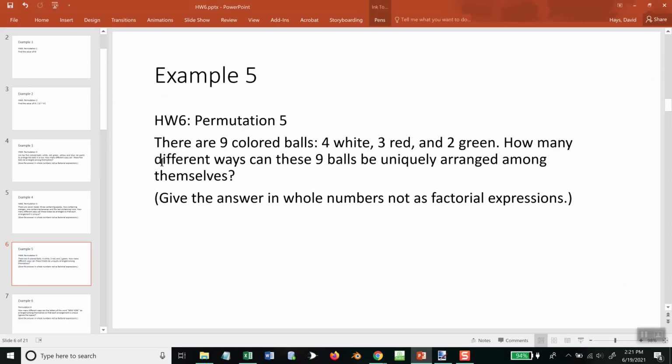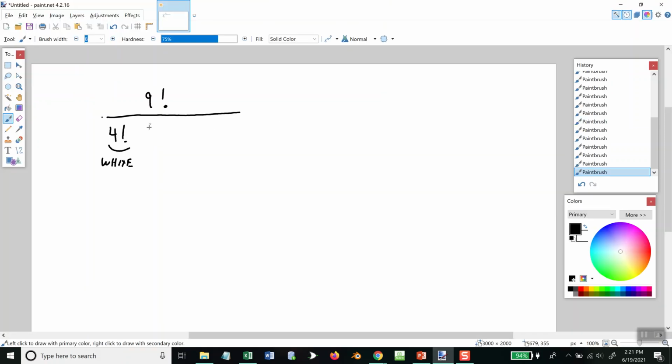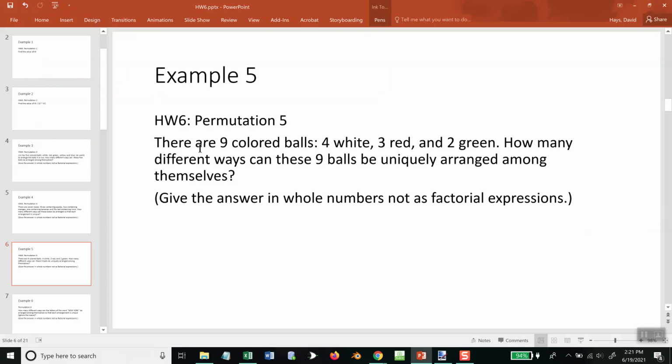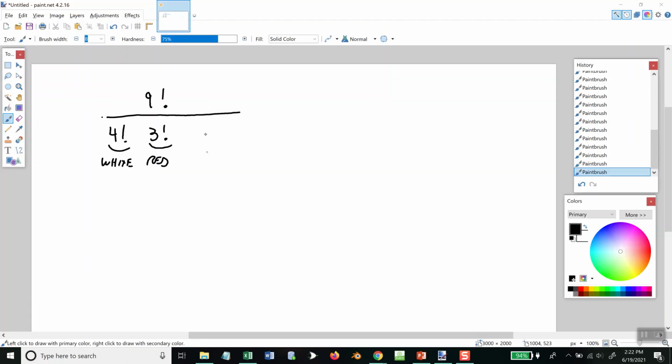So we have 4 white, 3 red. So I have 3 factorial, and that'll be my red. And I have 2 green. So I'll have 2 factorial, and that'll be my green.